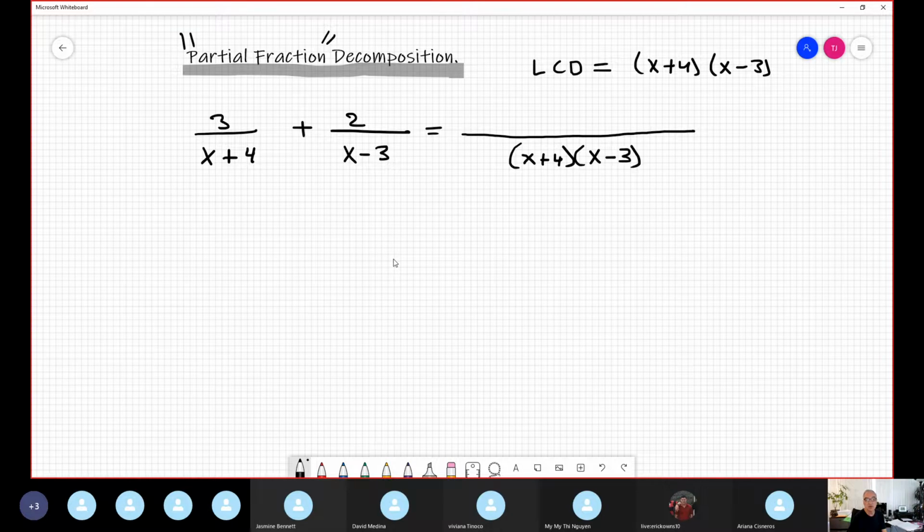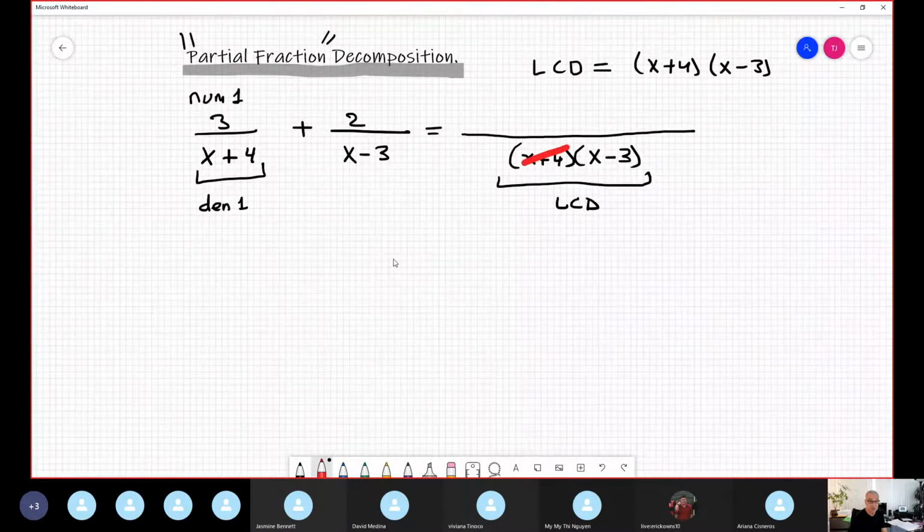Okay, and remember, you divide the LCD by denominator 1 and multiply by numerator 1, which is the corresponding one, no? When you divide the LCD by denominator 1, it's obvious that x plus 4 is cancelled, and only x minus 3 times 3 stays. So 3 times x minus 3.